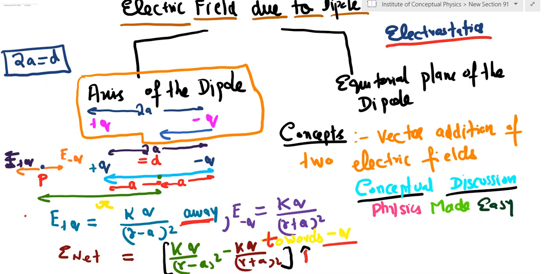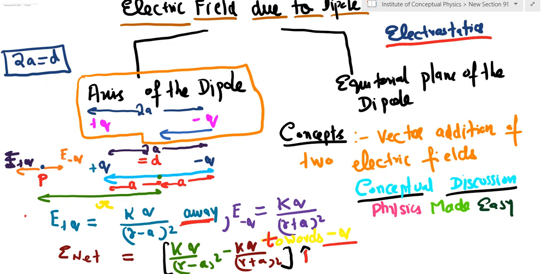All right, so let's continue with our conceptual discussions on the topic of electric dipole. When you try to find the electric field due to a dipole configuration, there are two places you can find it. One is the axis of the dipole, that's the line joining the minus q and plus q charge. And the second place is the equatorial plane of the dipole, which means a perpendicular axis passing through the middle of the dipole.